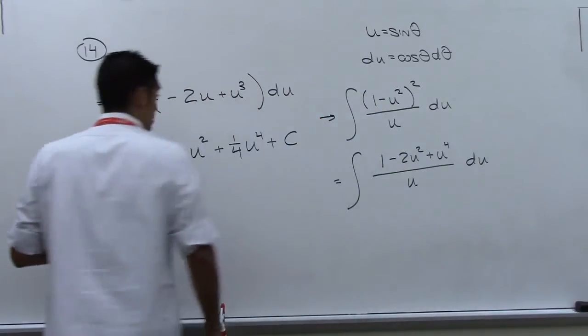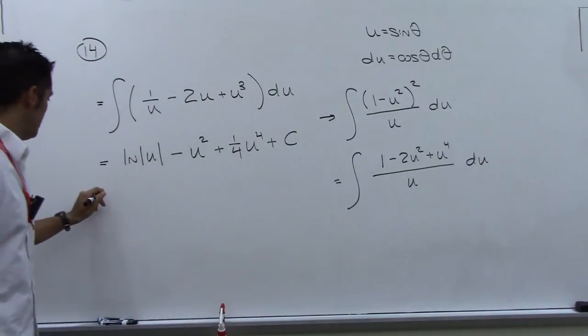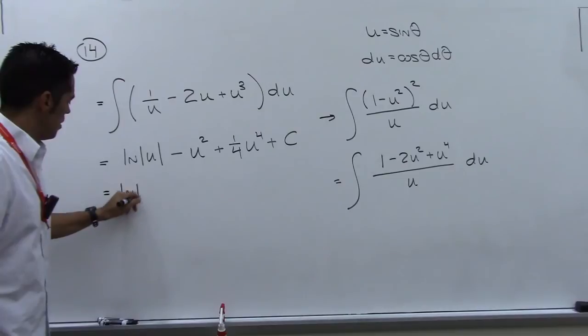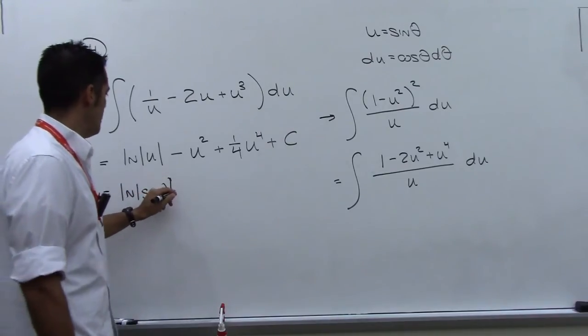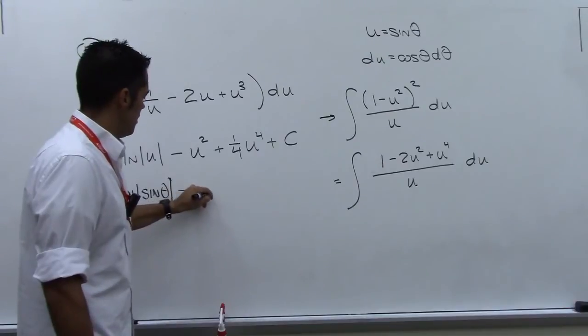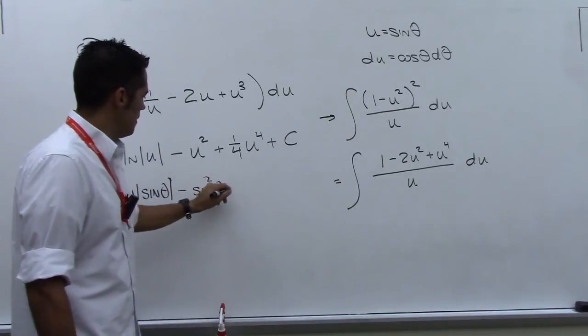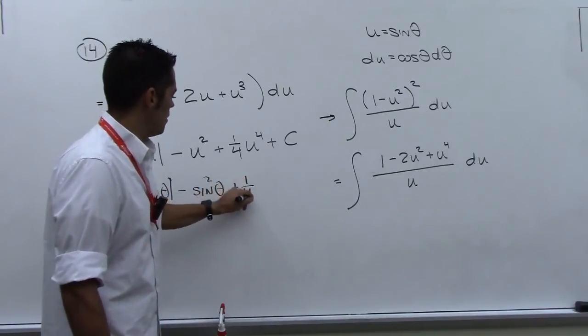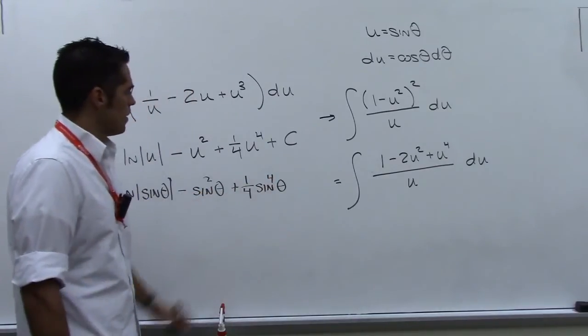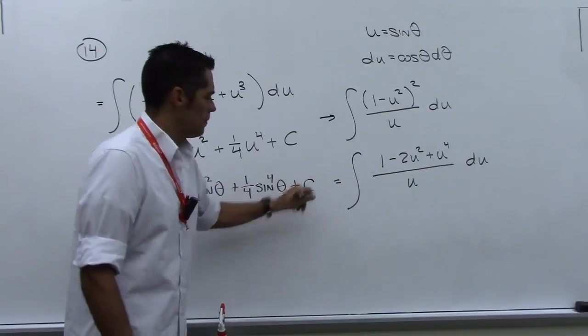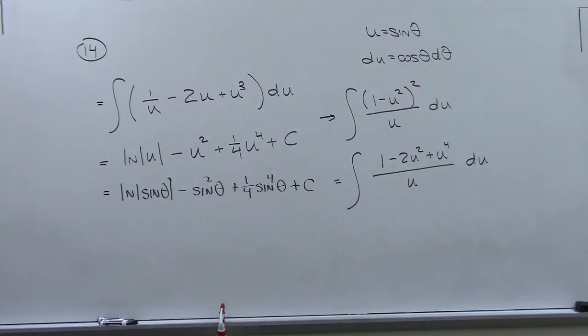And now I'm going to come in here and replace all my u's with sine theta. So natural log sine theta, and then minus sine theta, but I'm squaring it, plus 1/4 sine theta, but I'm raising it to the 4th, and then plus c. And that should do it.